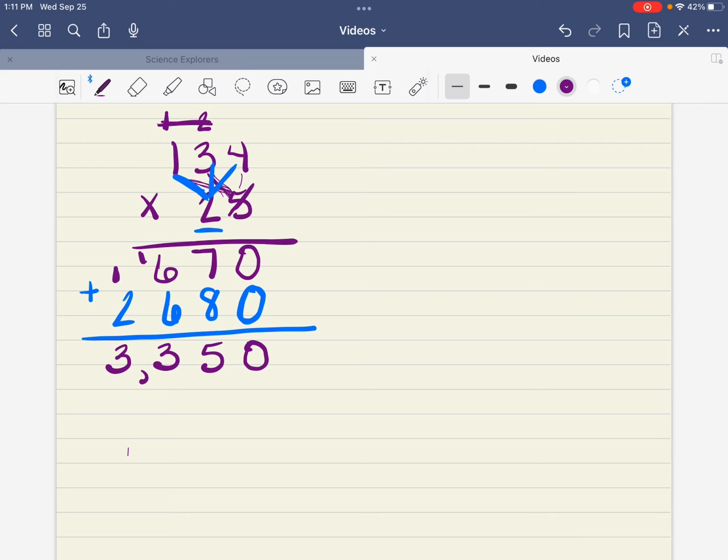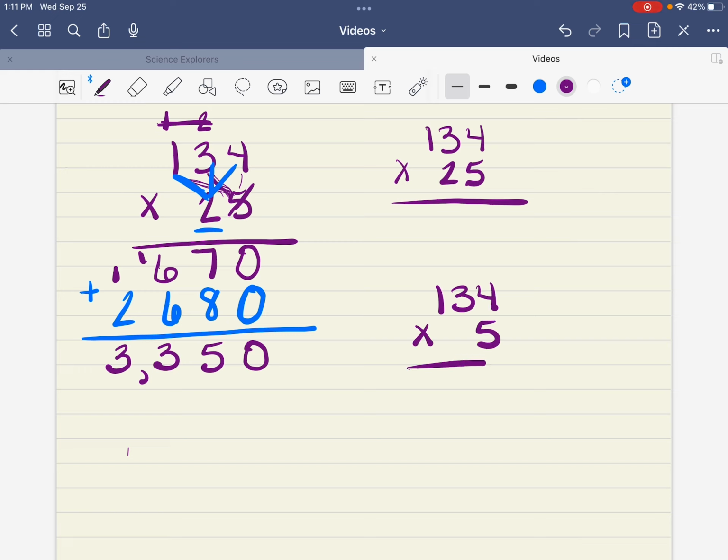If you broke it up, that's perfectly fine. The problem was 134 times 25. You could have broken it up into separate problems. You could have said 134 times 5, because that's the ones place digit. And then you could have broken it up into 134 times 20. And then once you got those totals, you could have added them together and you would have still come up with that right there.